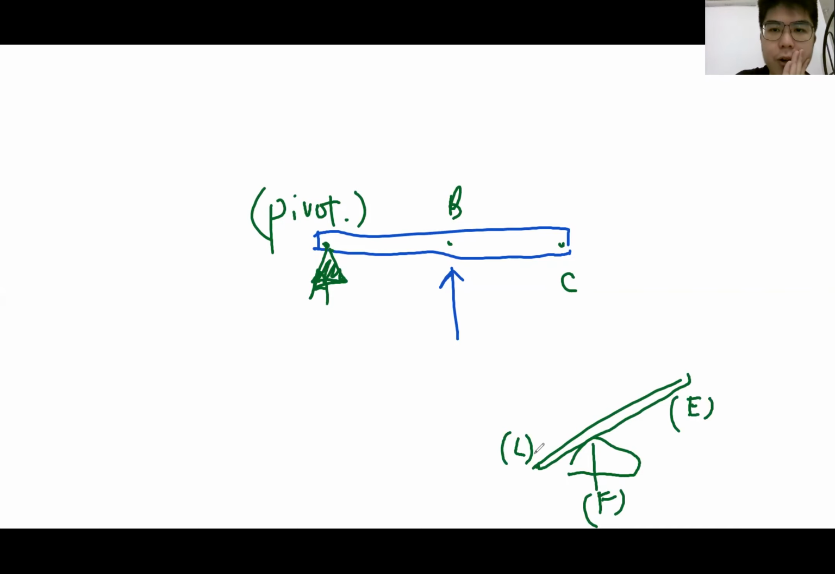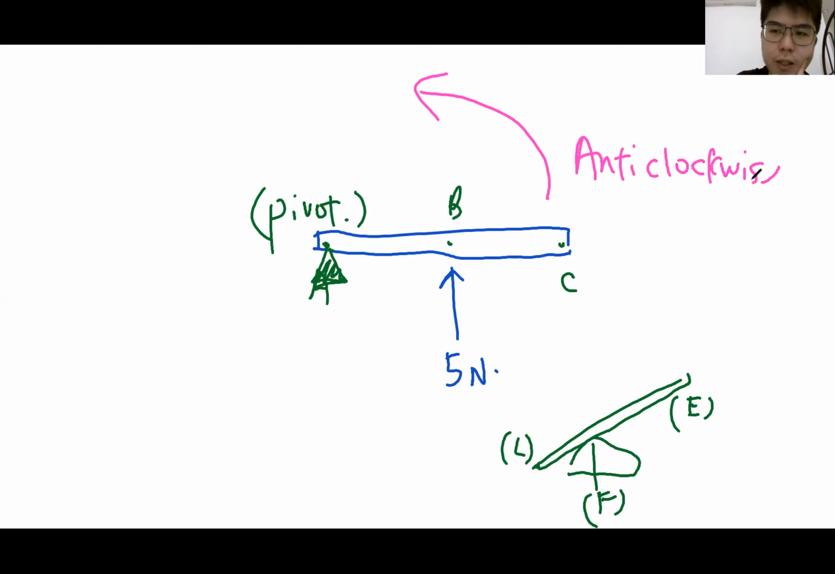Now if you have a force applied here, let's say 5N, pushing it up, what happens is that when the left end is fixed, this plank will tend to turn in the anti-clockwise direction, because the force is coming from below and is pushing upwards. You can imagine that if you fix the left end and you push one end, it will tend to turn anti-clockwise.